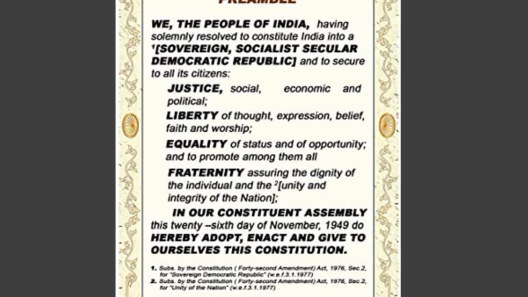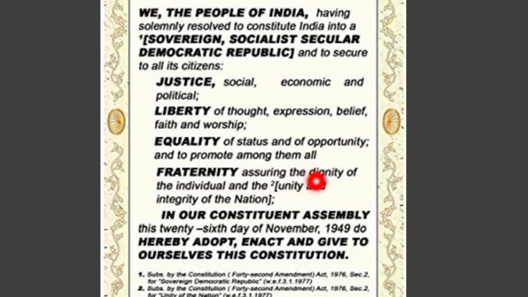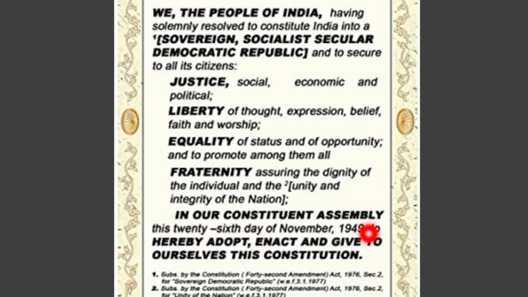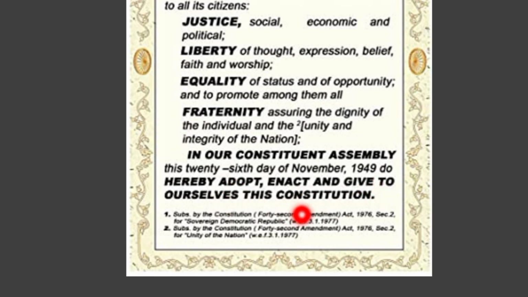Now we can read out the preamble. We, the people of India, having solemnly resolved to constitute India into a sovereign, socialistic, secular, democratic republic, and to secure to all its citizens justice, social, economical, and political, liberty of thought, expression, belief, faith, and worship, equality of status and opportunity, and to promote among all of them the fraternity, assuring the dignity of individual and the unity and the integrity of the nation. In our Constituent Assembly, this 26th day of November 1949, do hereby adopt, enact, and give to ourselves this Constitution.